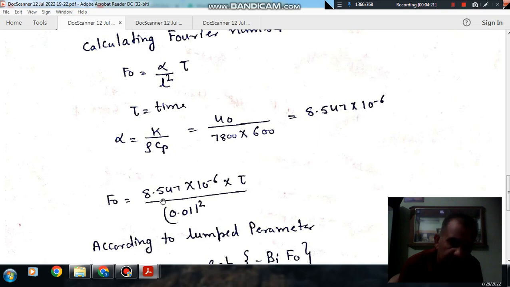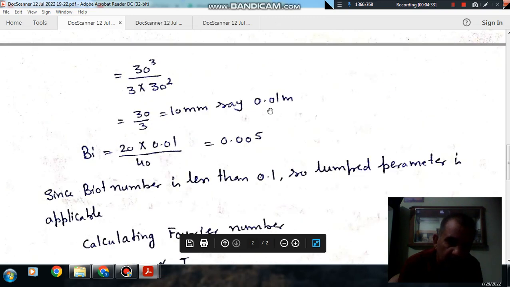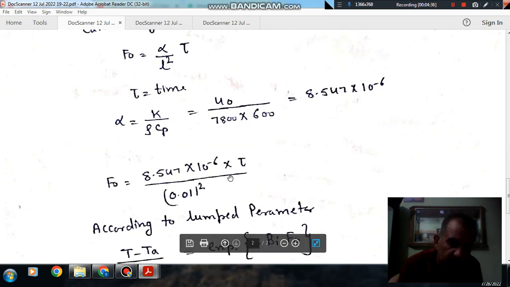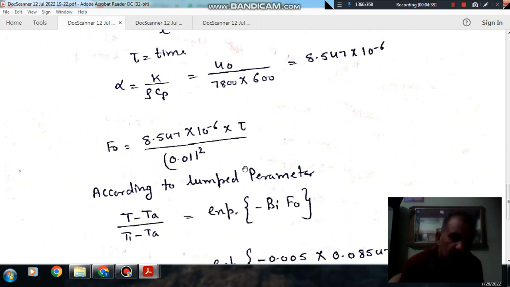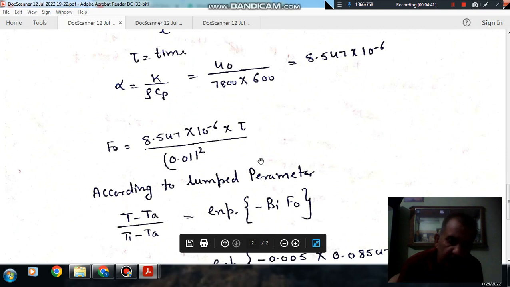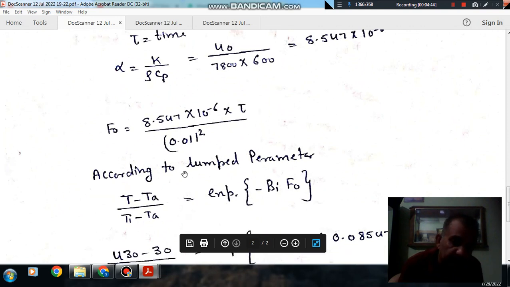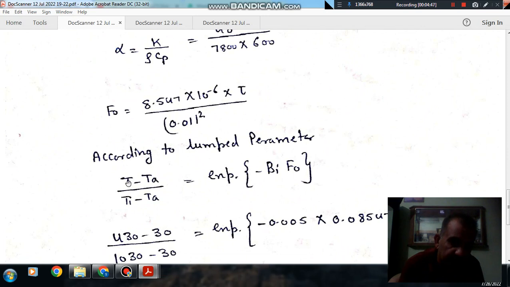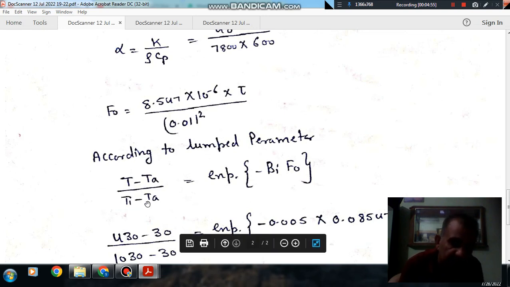Okay, now if we put the value of alpha here and put the value of L here, that is 0.01 meter, we can find out the Fourier number in terms of tau. Now we have the Biot number, we have the Fourier number. Now according to the lumped parameter method, we can find out the instantaneous temperature. The formula is T minus T infinity divided by Ti minus T infinity, where T is the instantaneous temperature, or we can say the temperature at time tau.